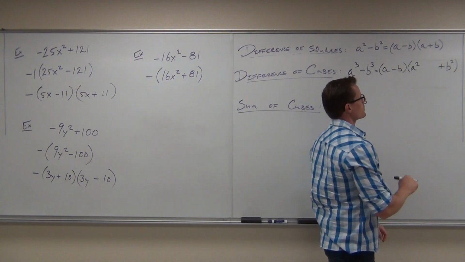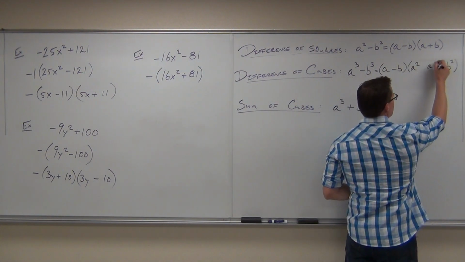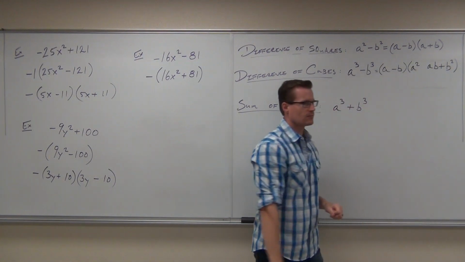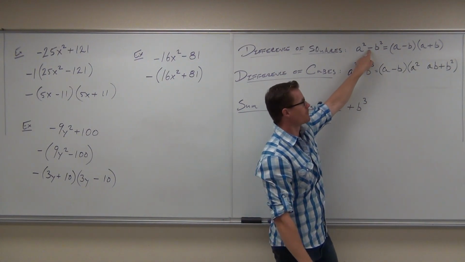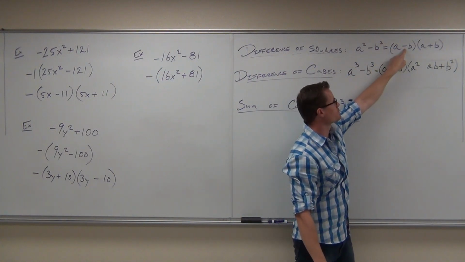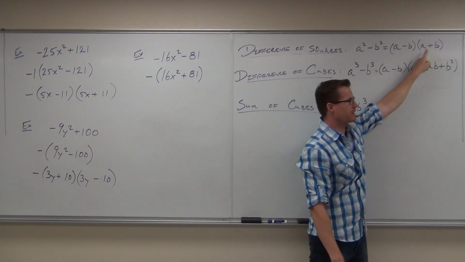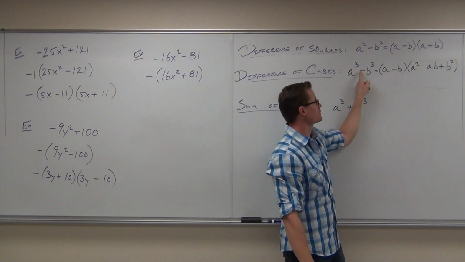The middle term is a little funny. It's going to have an A and a B. And here's where you follow the pattern. Check it out. Same sign for the first factor, different sign for the second factor. Same sign for the first factor. What's that?